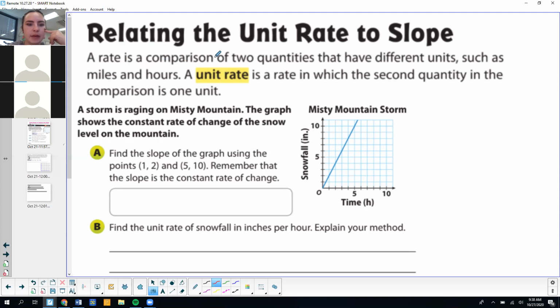So a rate is a comparison of 2 quantities that have different units. We've been talking about rate of change, and we're comparing unit rates now to slope. Such as miles per hour. If you're on the highway and you see a speed of 65 miles per hour, if you follow that speed, you should travel 65 miles per 1 hour.